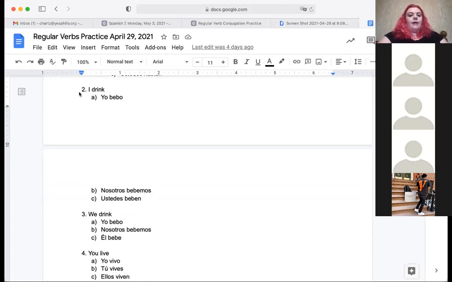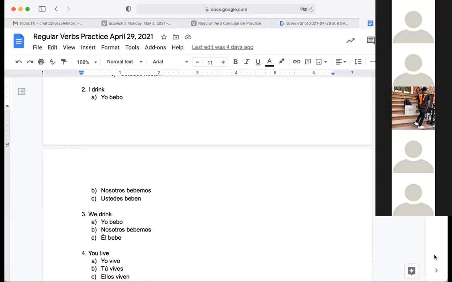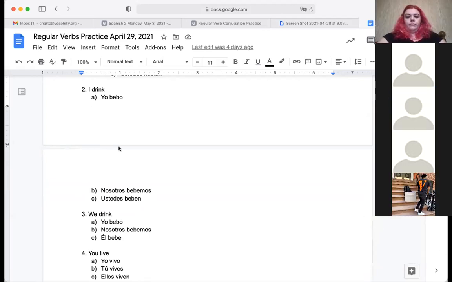For the second one, we have I drink. Is it going to be yo bebo, nosotros bebemos, or ustedes beben? What are we going to pick for that one? Remember, we're going to say I drink. So is it going to be yo, nosotros, or ustedes? It's going to be yo, right? Because yo bebo means I drink. Nosotros means we drink. And ustedes beben means you guys drink. Okay.